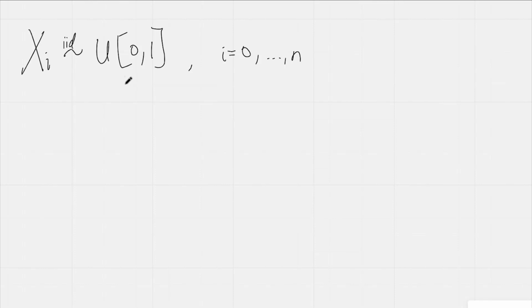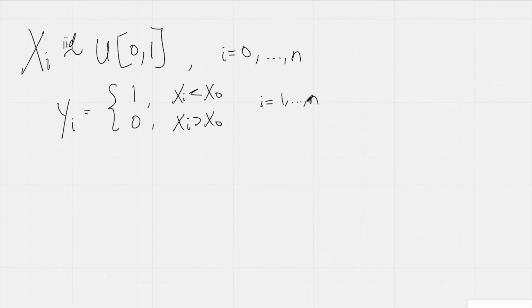So far, so good. Now all I'm going to do is introduce another collection of now n random variables, and these are going to be called yi. But these are going to be discrete random variables, and they can only take one of two values, either 1 or 0. And yi is going to be 1 if xi is less than x0, and it's going to be 0 if xi is bigger than x0. And this is only going to be defined for i being equal to 1 up to n.